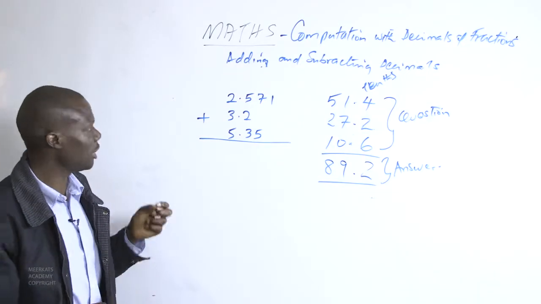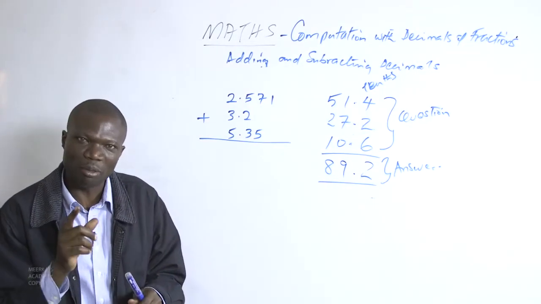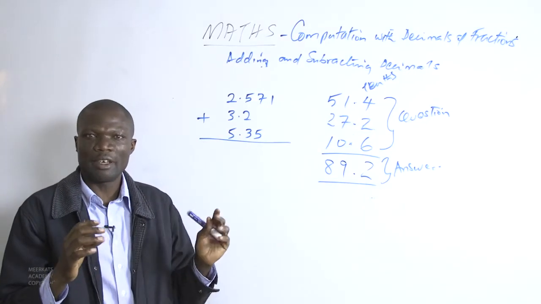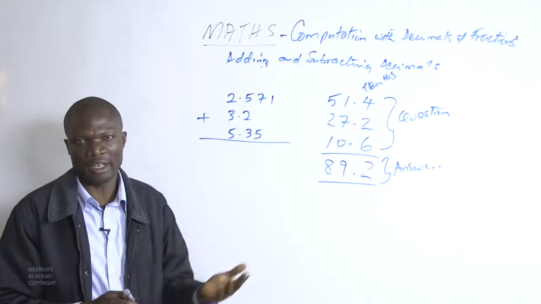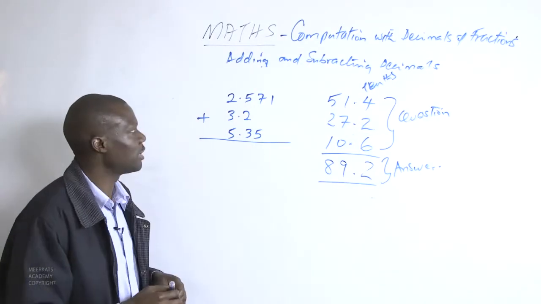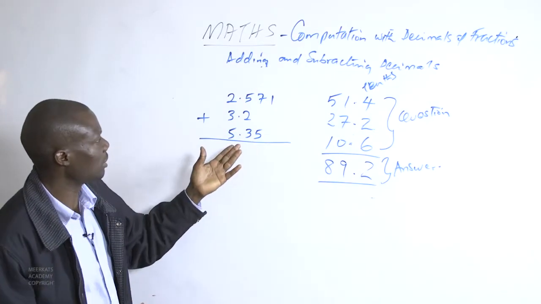What I'm trying to say is this. For the number which has fewer decimal places, we shall put additional zeros so that they can be in line with the others. The reason here is that we don't want to have errors while we are doing our addition.